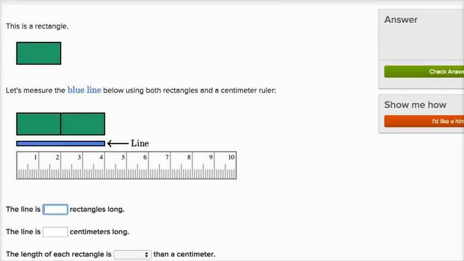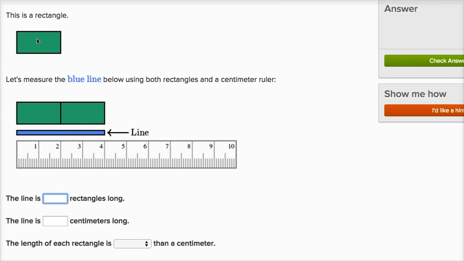All right. So we have, this is a rectangle. Yes, that is a rectangle. Let's measure the blue line below using both a rectangle and a centimeter ruler. So it's a similar idea. When we look at this blue line, the line is now 2 of these green rectangles long. So it is 2 rectangles long. Now in terms of centimeters, it is 4 centimeters long.